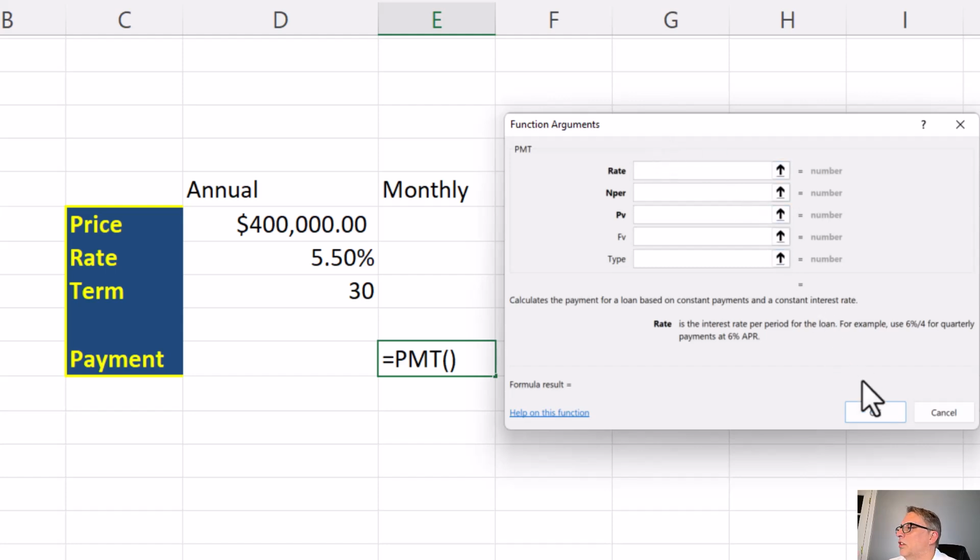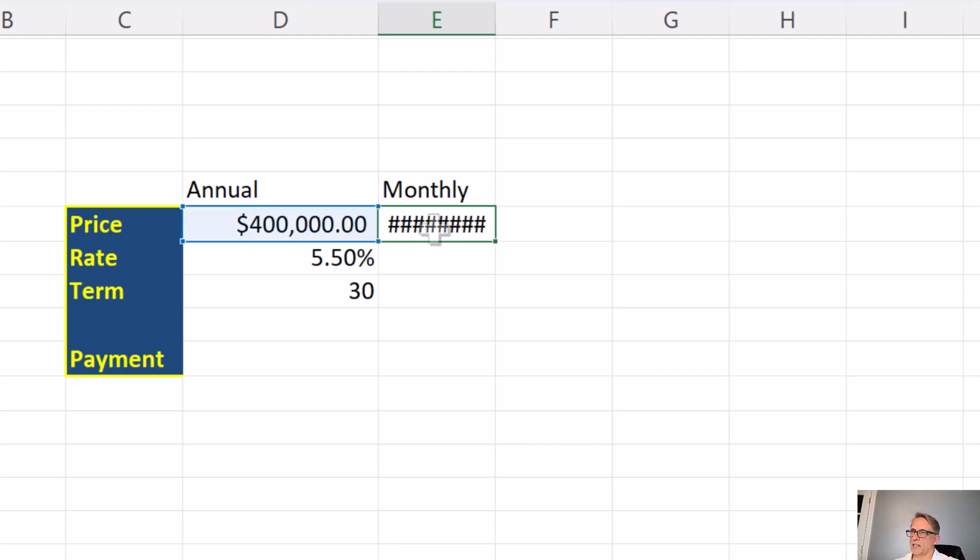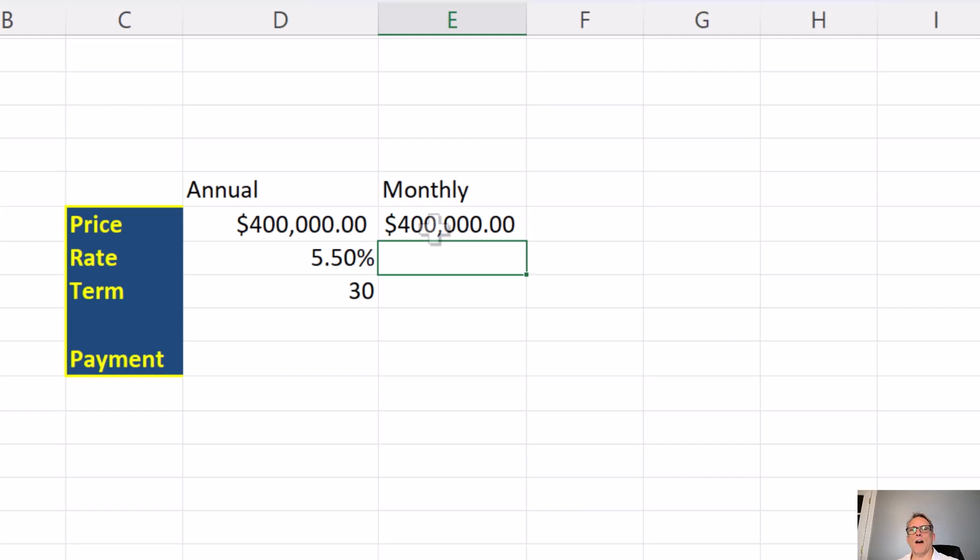So let's close this down. Hit cancel. Just to make it look right, we're going to copy the price over, equals whatever my price is. Now if the interest rate is 5.5% per year, it's going to be that divided by 12. So we'll say equals that divided by 12. And what about the term? If we're borrowing for 30 years, it's 30 times 12 months. So equals that times 12. Okay, now we have it how Excel wants to see it in the payment function.